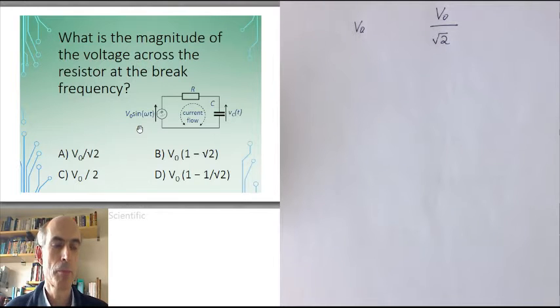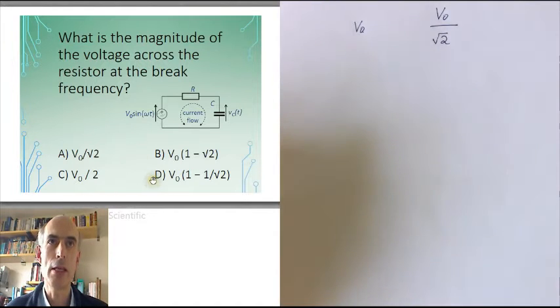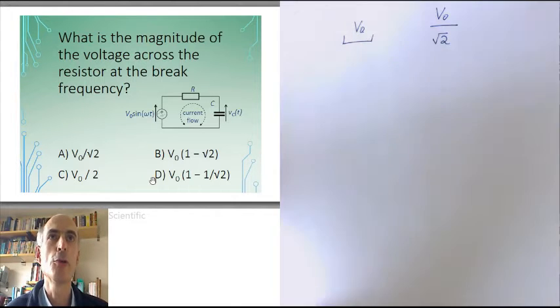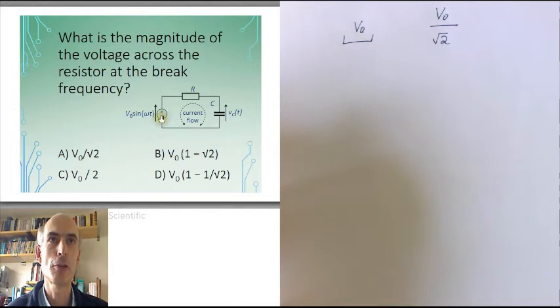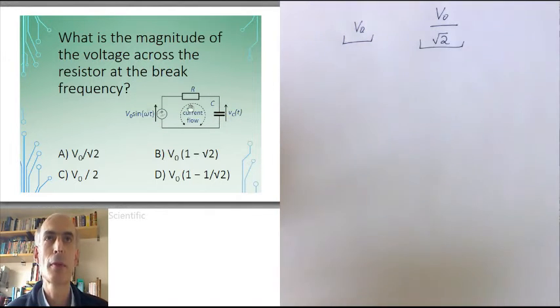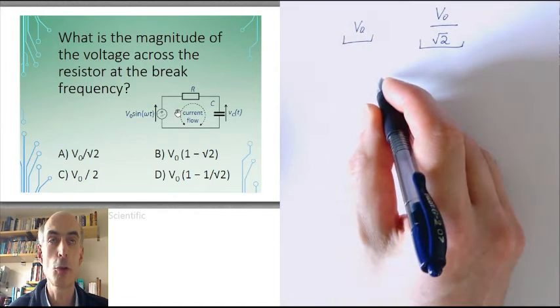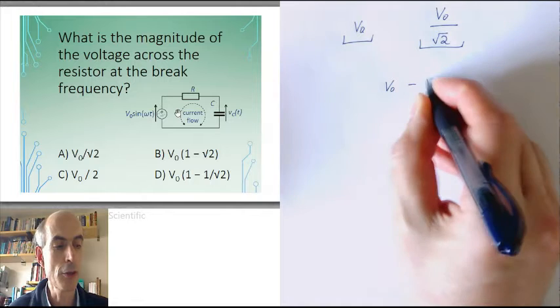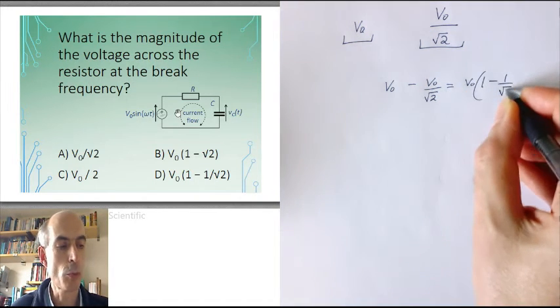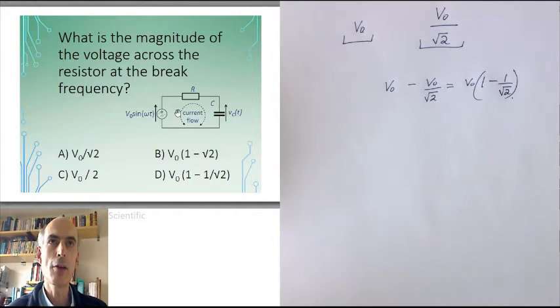Quite a few people might answer D, thinking that if this is the amplitude of the voltage across the voltage source, and this is the amplitude of the voltage across the capacitor, then the amplitude of the voltage across the resistor must be, by Kirchhoff's voltage law, V0 minus V0 over root 2, or V0 times 1 minus 1 over root 2. And they'd be wrong. We can try it in the simulator.